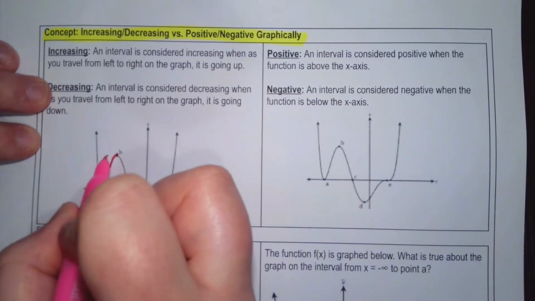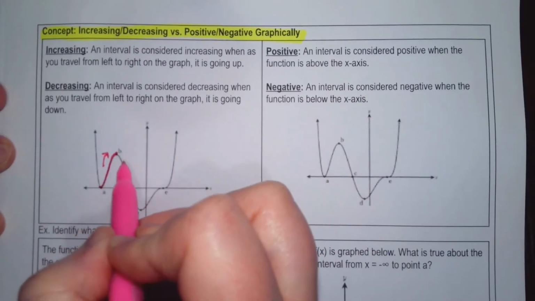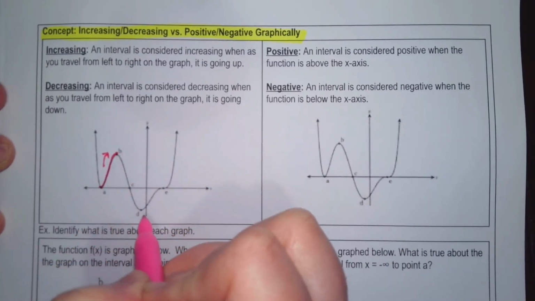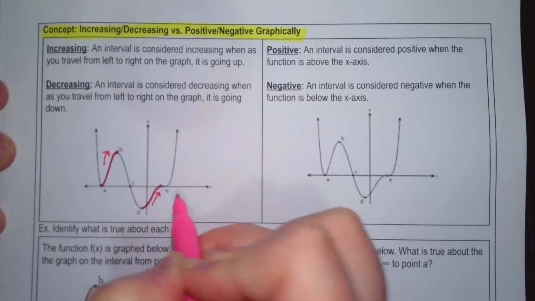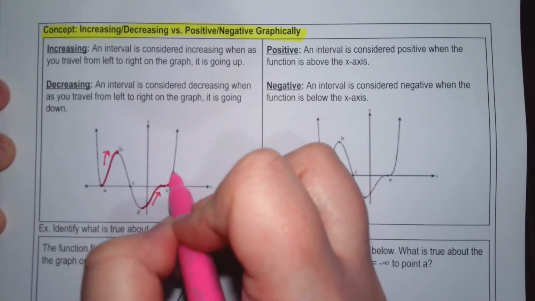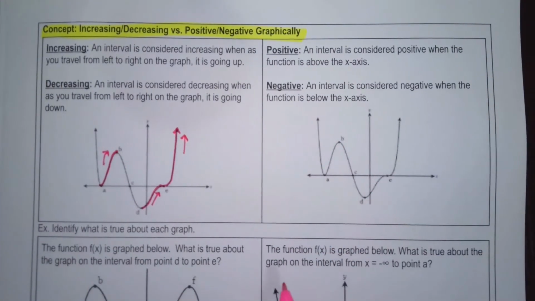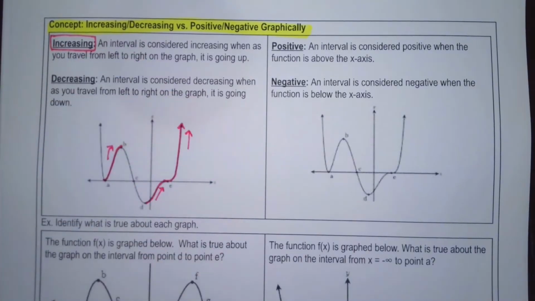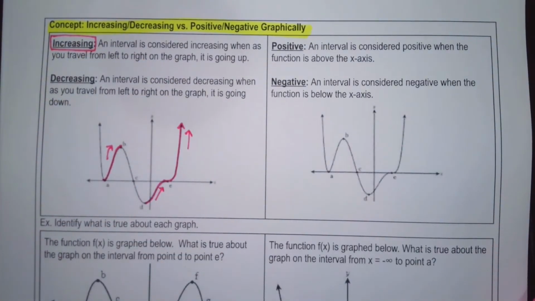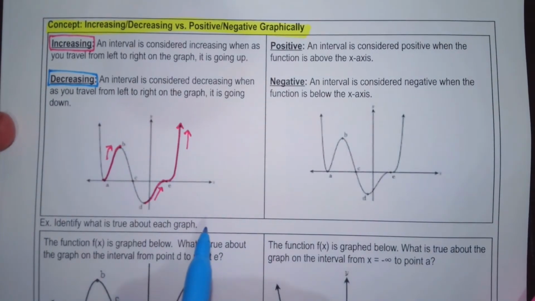we increased. So it is going up. Then from B all the way down to D, we're going down. But from D to E, we're going up again. And from C all the way up, we're going up. So those are all our increasing intervals.